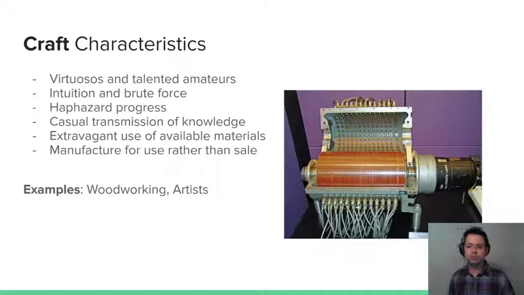All right, so what are characteristics of craft? You have your virtuosos. We have a lot of brute force algorithms, which I absolutely appreciate. You might have haphazard progress, which means I jump from point to point to point. And the fun part here, I love this point, extravagant use of available materials. I'm going to go out and buy the absolute best, most expensive, prettiest chunk of living wood for a beautiful art piece. My problem is it cost me a grand to buy that or something like that, right? There's no way this is scalable.